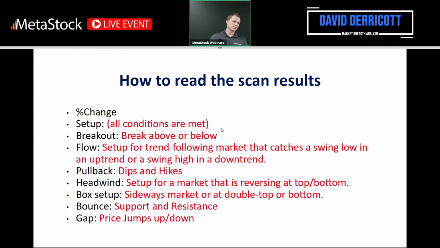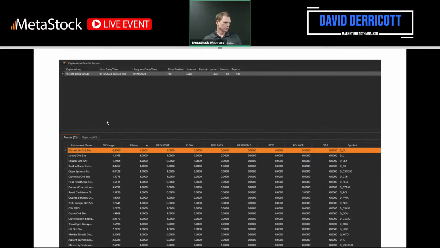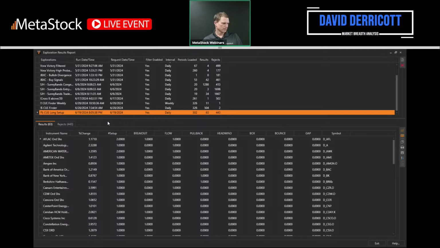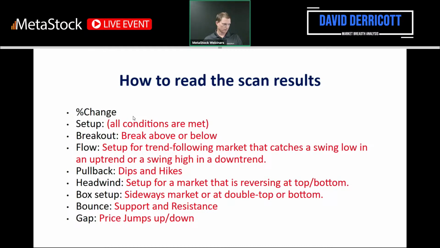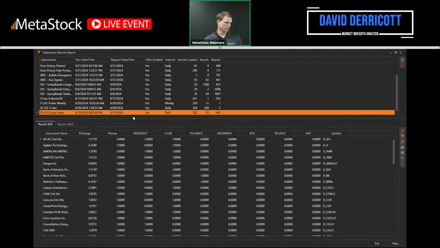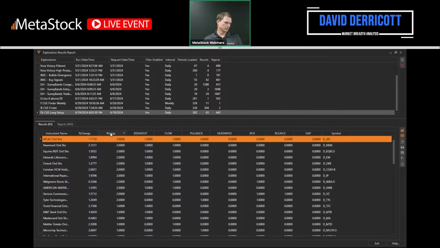So the setup means that all of your conditions are met. Those are the stocks or symbols in the reports that you'll want to really focus on. But then it breaks it all down into one view. Sorry, I didn't know what happened there. So in this particular example, we've got which ones have had a setup. And the reason why there's a 1 on there is how long ago it was. It was just the very last bar.